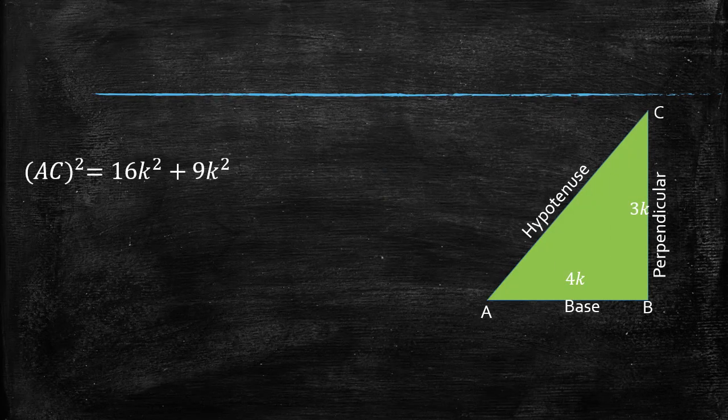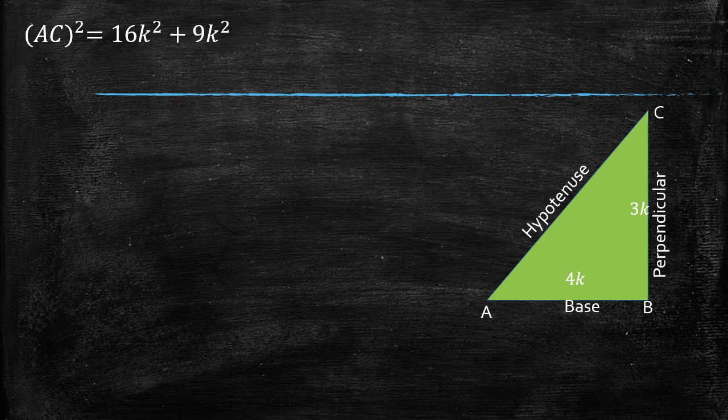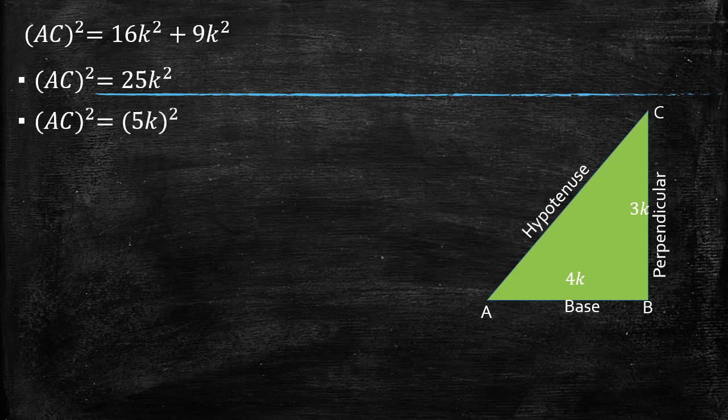So AC square is equal to 16K square plus 9K square. So AC square is equal to 25K square. Now 25 is the square of 5. So AC square is equal to 5K whole square. Note this step carefully. So AC will become 5K. So right here also AC will become 5K. This is AC.